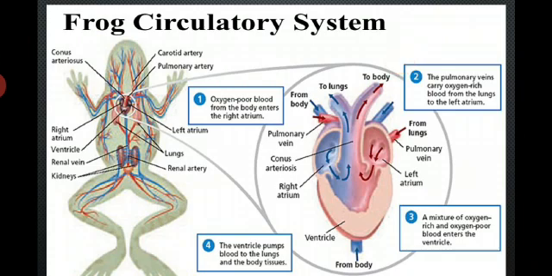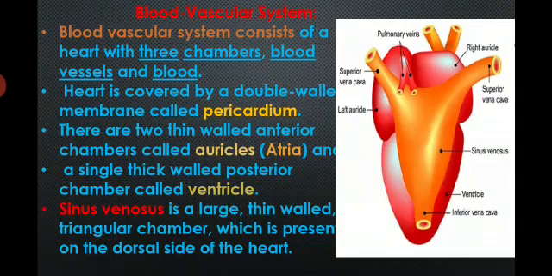So this is the common way we have to study the introduction. Now let's discuss the blood vascular system in detail. The blood vascular system consists of a heart with three chambers, blood vessels and the blood. The heart is covered by a double walled membrane. The double walled membrane is named as what? Pericardium. Pericardium.